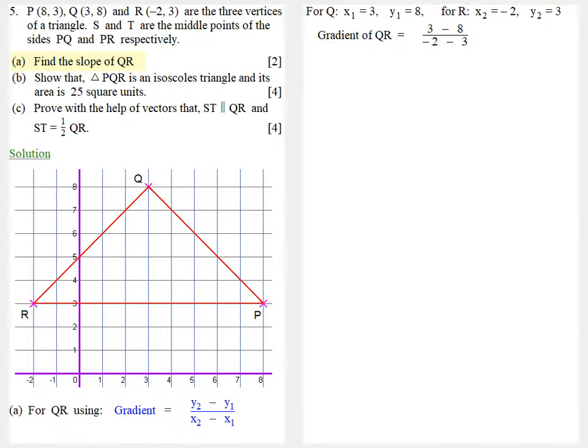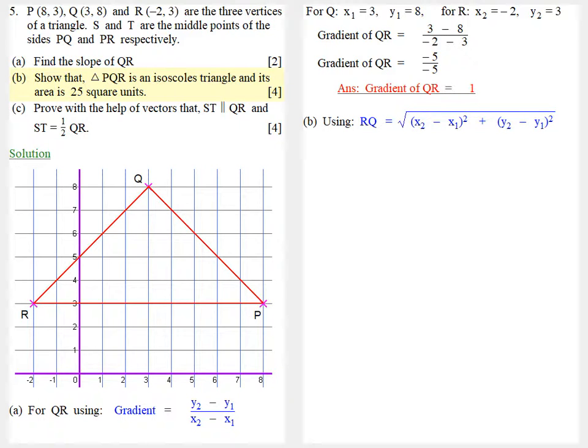So the gradient of QR is 3 minus 8 over minus 2 minus 3, which is equal to minus 5 over minus 5, and so the gradient of QR is 1. Now for part B, we want to show that the triangle PQR is an isosceles triangle and its area is 25 square units. So we want to work out the lengths of the sides RQ and QP.